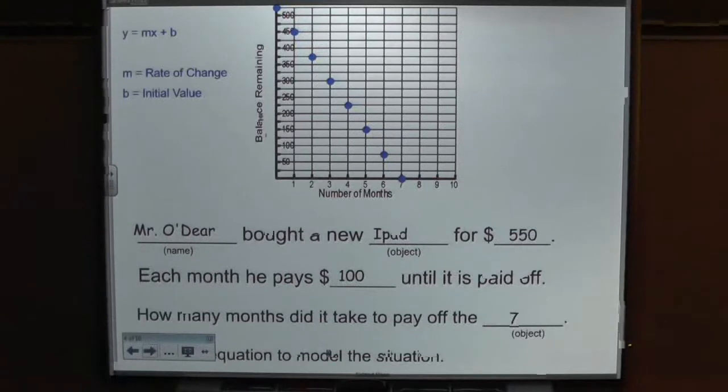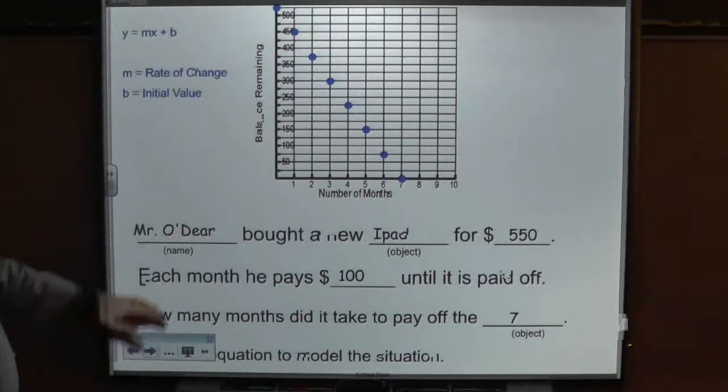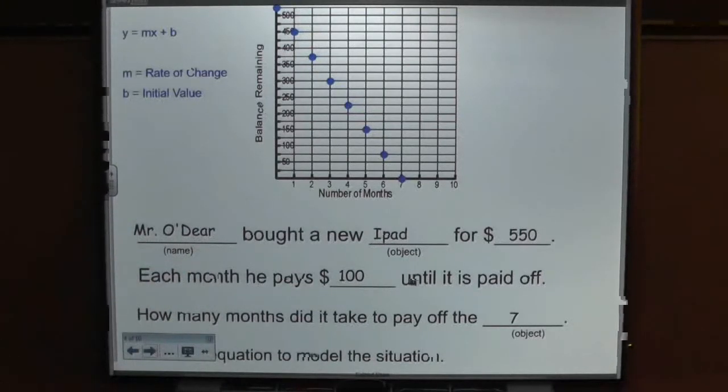When you look at this, we've talked about this already. The equation for a linear function is y equals mx plus b. M is your rate of change, b is your initial value. Well, what I did is I plugged in a situation. It says write a situation, so this is my situation for this. You don't have to write down the same one. This is the same basic idea.